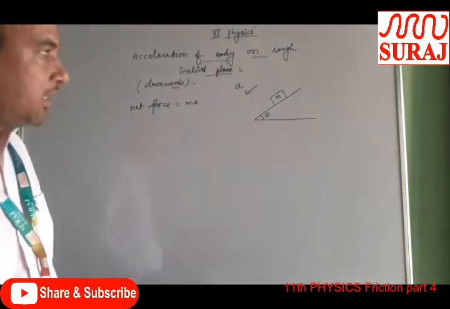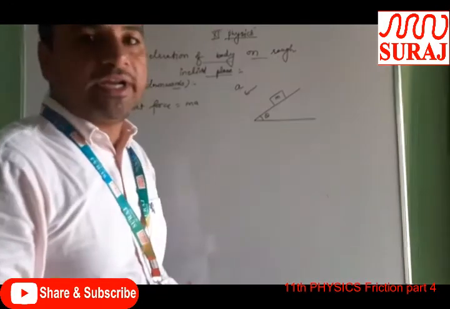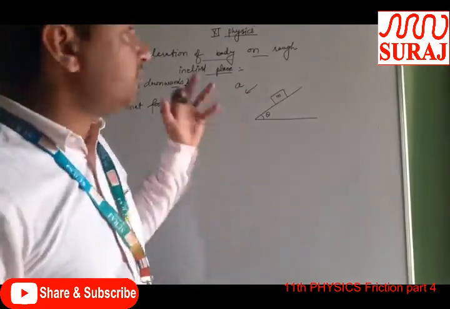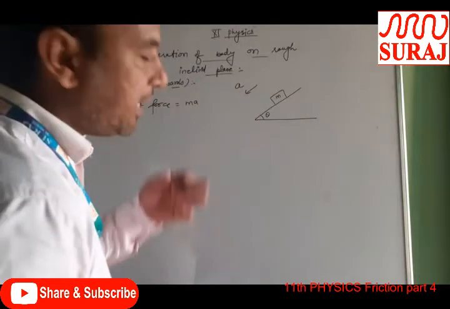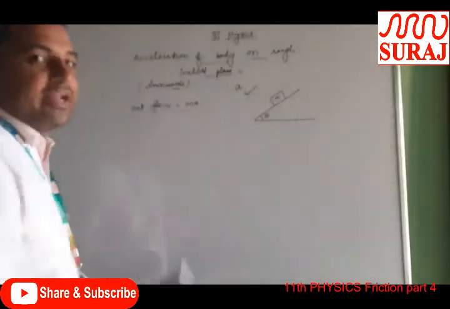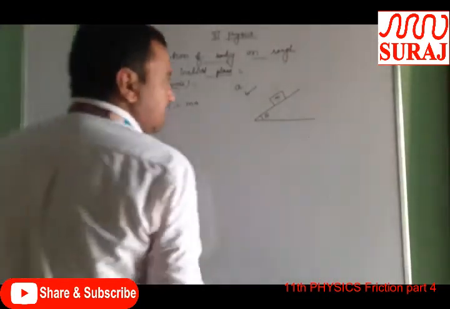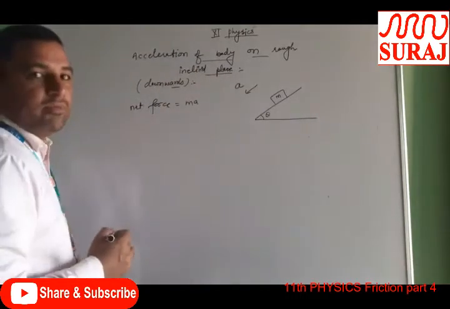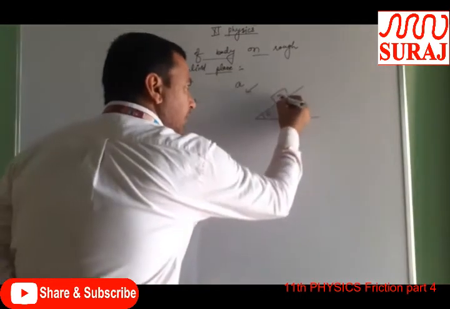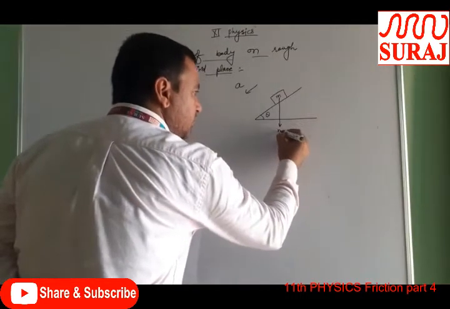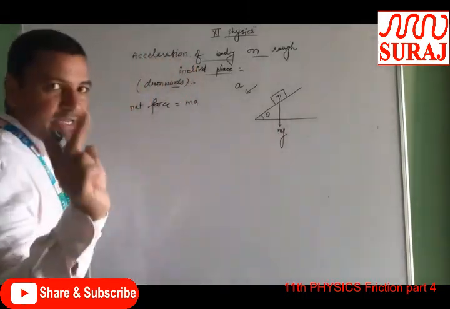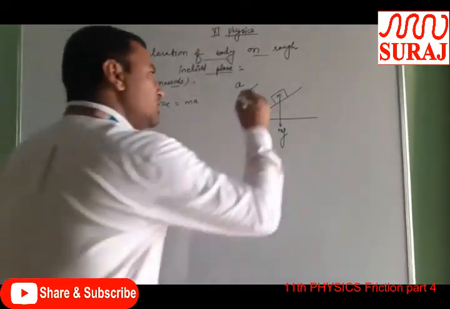Now this body moves downwards with acceleration a. Then find the expression of acceleration of the body when it moves downwards on the rough inclined plane. Then the various forces acting on the body must be: number 1, mg vertically downwards.